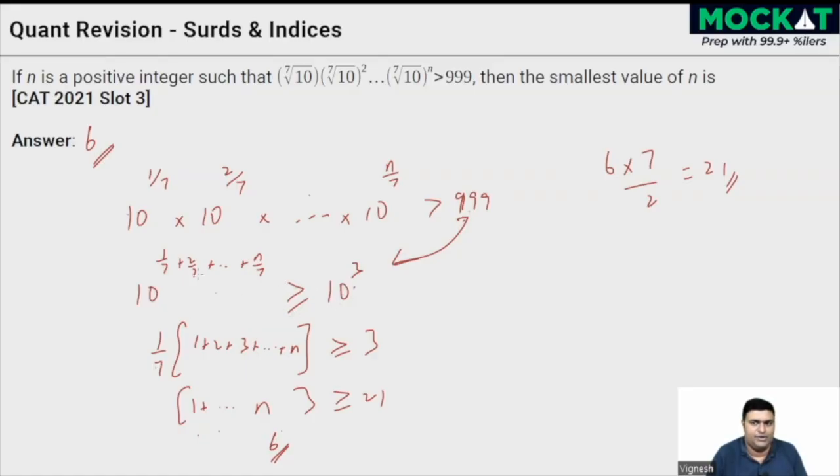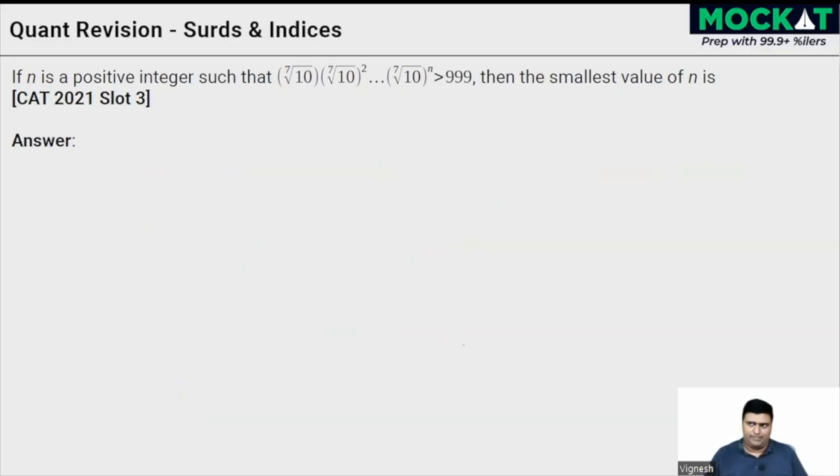The inequality continues. 1 by 7 you can take common. The sum of the first n natural numbers should be greater than or equal to 21. It's 21 when it's the first 6. 1 to 6 is adding up to 21. There we stop. 6 is the value n can take, right? So that's one. Just a couple more CAT questions before we end this.